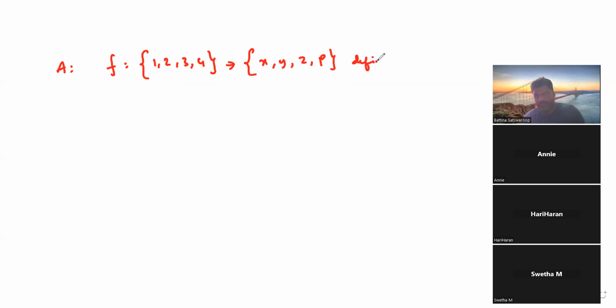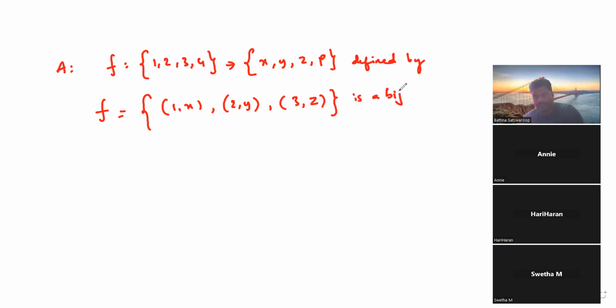Question கொடுத்திருக்காங்கம்மா. What they are telling is the assertion reasoning type question. Assertion is given as the relation f from 1 2 3 4 to x y z p defined by f is equals to 1 comma x comma 2 comma y comma 3 comma z is a bijective function.